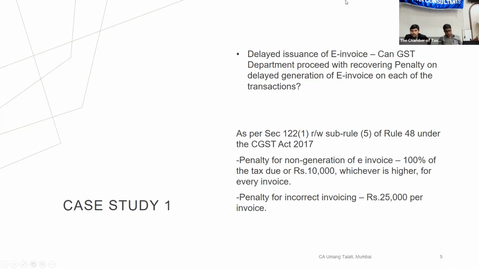Anyone would like to share on this? As it may sound, it is on a per invoice basis, but that is the provision. So then, would it be tax due or 10,000, whichever is higher? Okay. In fact, I have generated the e-invoice. When the department officers come, I have already generated the e-invoice. This is only in the case where it is absolutely not generated. In fact, going on as devil's advocate, even after a show cause notice is issued, I may generate the e-invoice. Ultimately, it is generated. So 122(1), I'll just read.